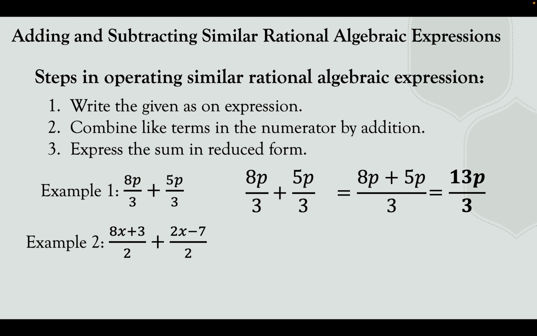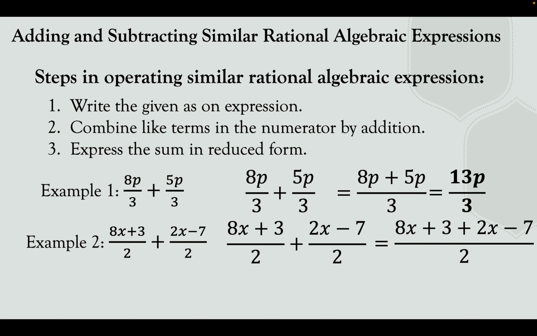Example number 2, we have 8x plus 3 over 2, plus 2x minus 7 over 2. So we just need to combine like terms. They have the same denominator here, so you just need to copy the denominator and combine like terms. 8x plus 2x, we have 10x. And then 3 minus 7, we have negative 4.